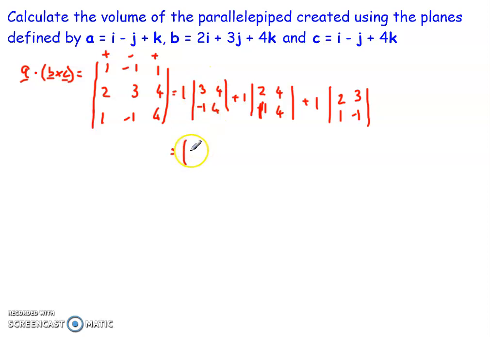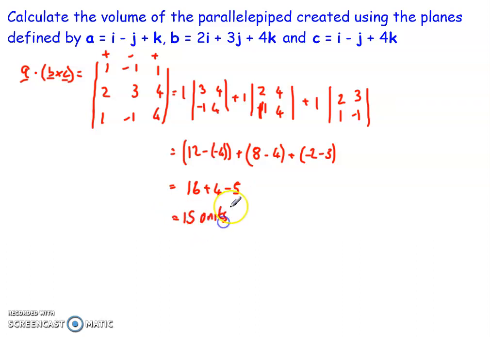So this one here, I've got 3 4s, which is 12. Take away 4 times negative 1, so take away negative 4. Plus, and here I've got 2 4s, which is 8. Take away, remember, 1 4, that's just my wee mistake there. Take away 4 there. I've then got plus 2 times negative 1, so negative 2. Take away 1 times 3, take away 3. So what I've then got is 16 plus 4 minus 5. So I've got 15 cubic units. So that there is the volume of the parallelepiped created using the planes which is defined by those three vectors.